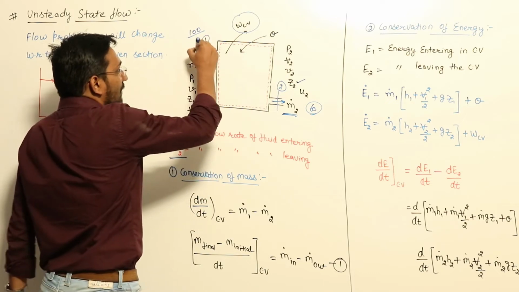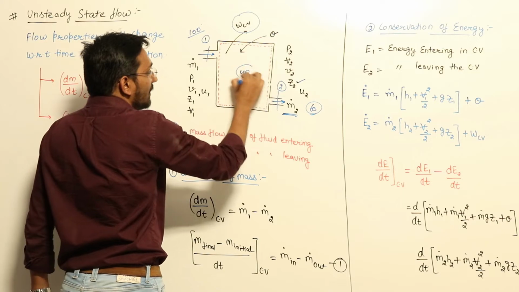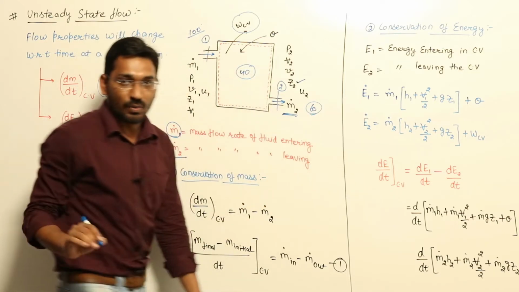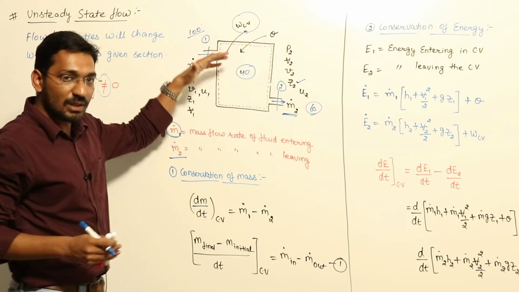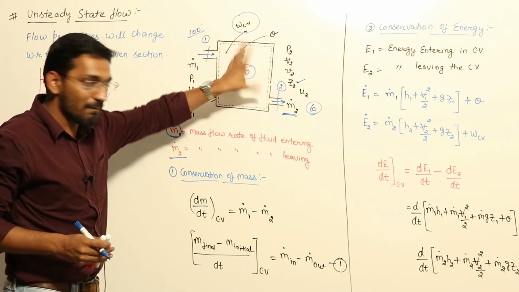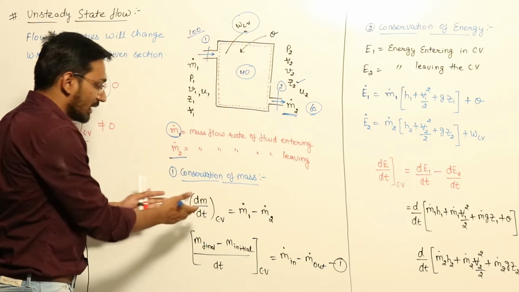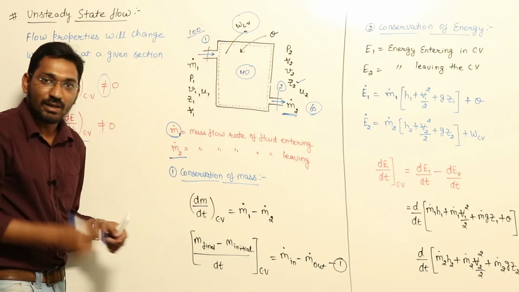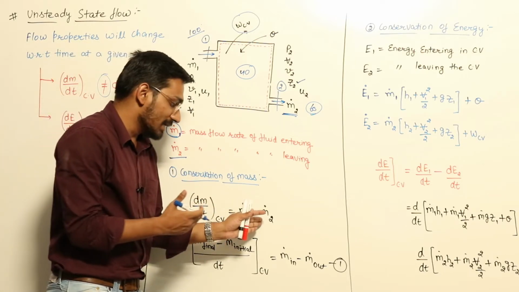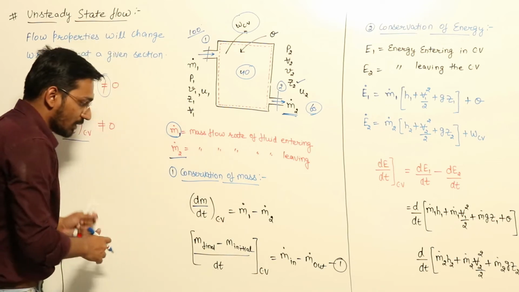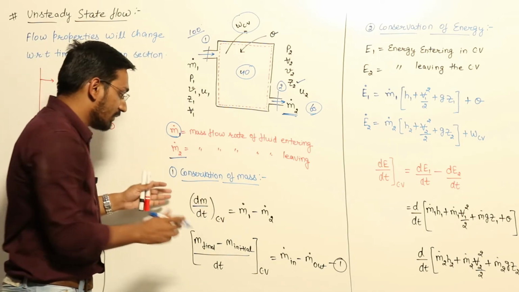So suppose mass coming inside the system is 100; out of this 100, 40 will remain in this system and 60 will go out. So this 100 will be equal to 40 plus 60. Mass which is coming in is equal to mass which is accumulated here plus mass which is going out. This is the conservation of mass equation: dm by dt of a control volume is equal to mass flow rate at inlet minus mass flow rate at outlet. What is this? This is the rate of change of mass of a control volume.